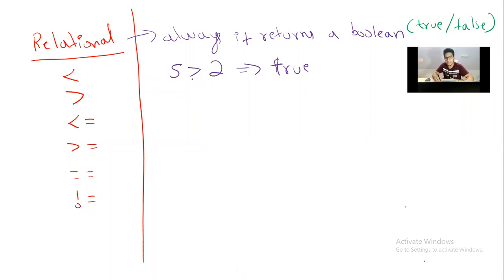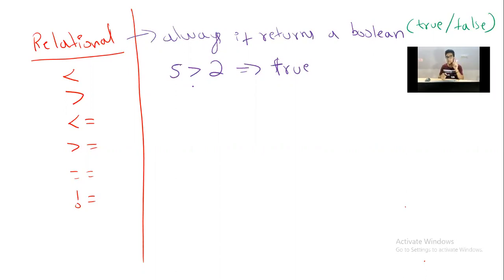It's a binary operator, because if an operator has two operands, like 5 and 2, it's a binary operator. This binary operator always returns a Boolean value, either true or false. But what does it accept? The operand should be number type only.